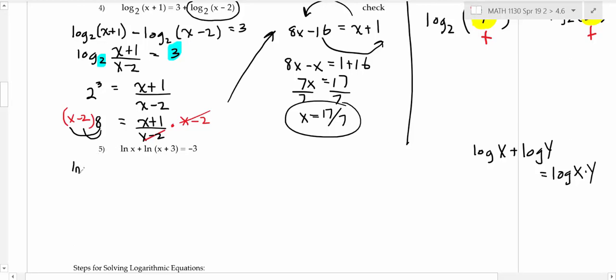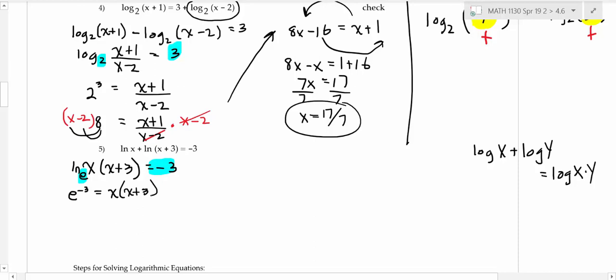Okay, so this is ln of x times x plus 3 is equal to negative 3. Okay, so let's just start there. We did a problem like this, I think, a few minutes ago. Now this one, what you got to do is write it in exponential form. So what's the base of ln? That's e, right? So what you would do is take that to that power, negative 3 is the exponent. So you would end up with the equation e to the negative 3 is equal to x times x plus 3, like that.